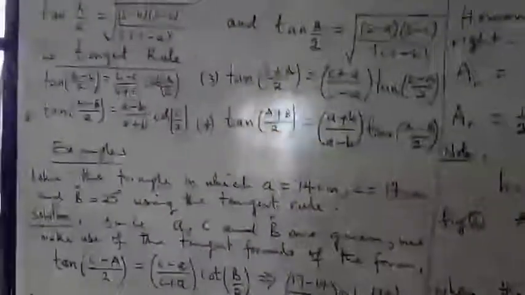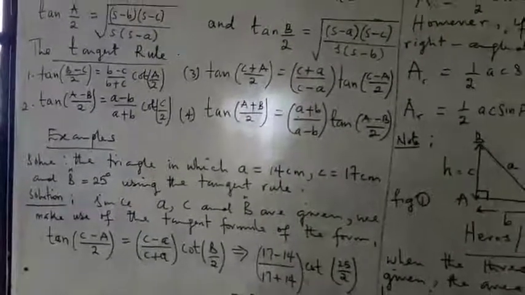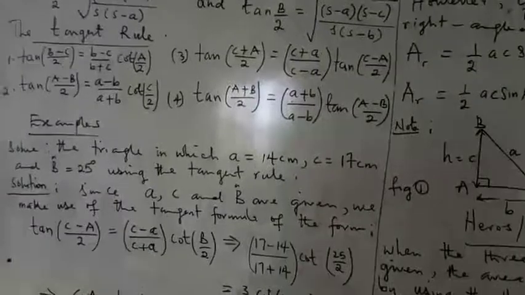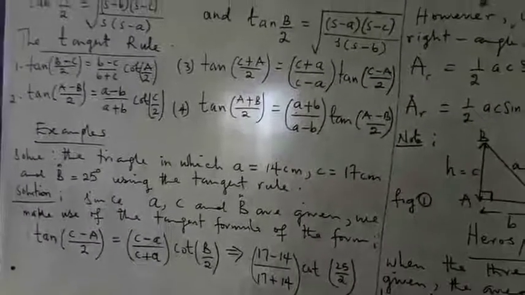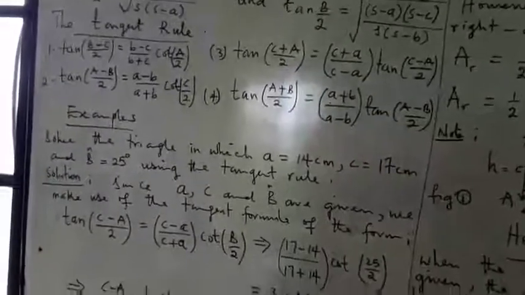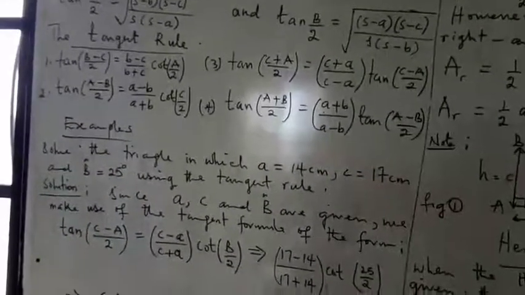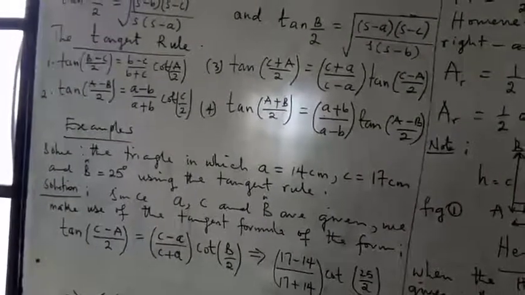The tangent rule is given as tan of (B minus C) over 2, which is the same thing as (b minus c) over (b plus c) cot A over 2. There is another formula for the tangent rule: tan of (A minus B) over 2 is the same thing as (a minus b) over (a plus b) cot C over 2. Take note, capital letter stands for angle and small letter stands for side.